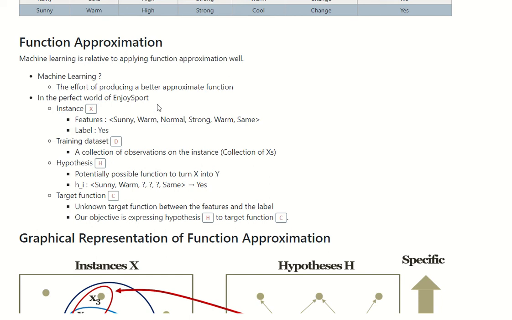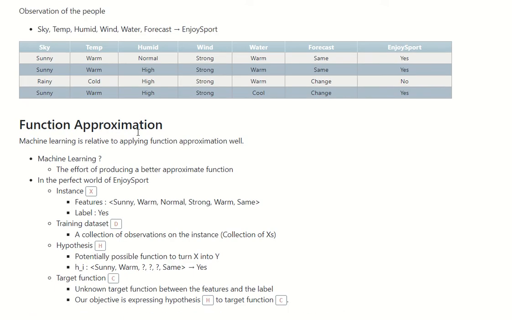In the perfect world of enjoy sport, the instance X is the feature and the label. The features in this table are sunny, warm, normal, strong, warm, same, where sunny is the feature of sky, warm is temp, normal is humid, and the label is the result of enjoy or not. In this case, enjoy is yes.